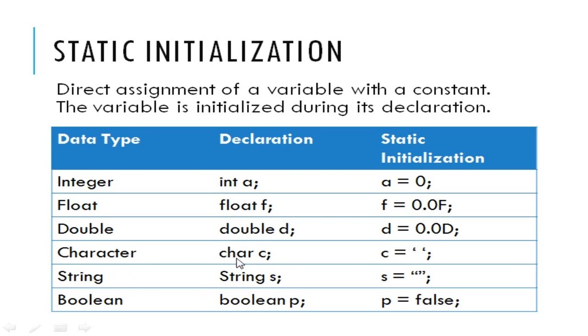Next is character. Here you are going to take the first four characters of character, that is char, then variable. So the default value is open and close single quotes with a space in between. Next is string. So here you can see capital S, that is compulsory to use. So string and then variable. So here the default initialization is open and close double quotes without any space in between. Then finally you have boolean, p is the variable, and you can see small b for boolean, and here the default value is always false. You have only two values, true or false, but the default value is false.